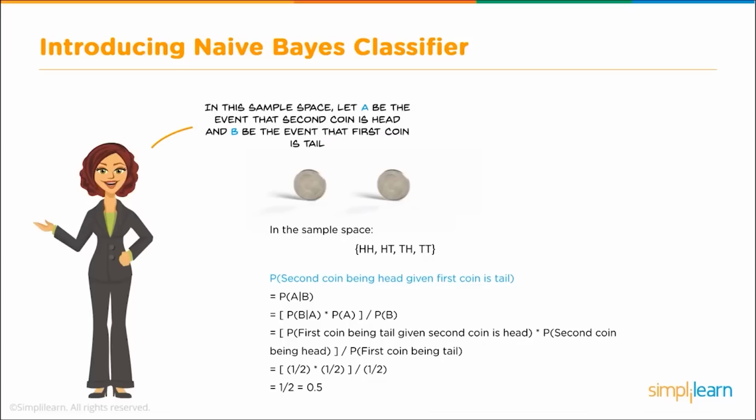When we plug that in, we plug in the probability of the first coin being tails given the second coin is heads, times the probability of the second coin being heads, over the probability of the first coin being tails. You can see it's a simple formula to calculate. We have 1/2 times 1/2 over 1/2, or 1/2 equals 0.5, or 1/4.